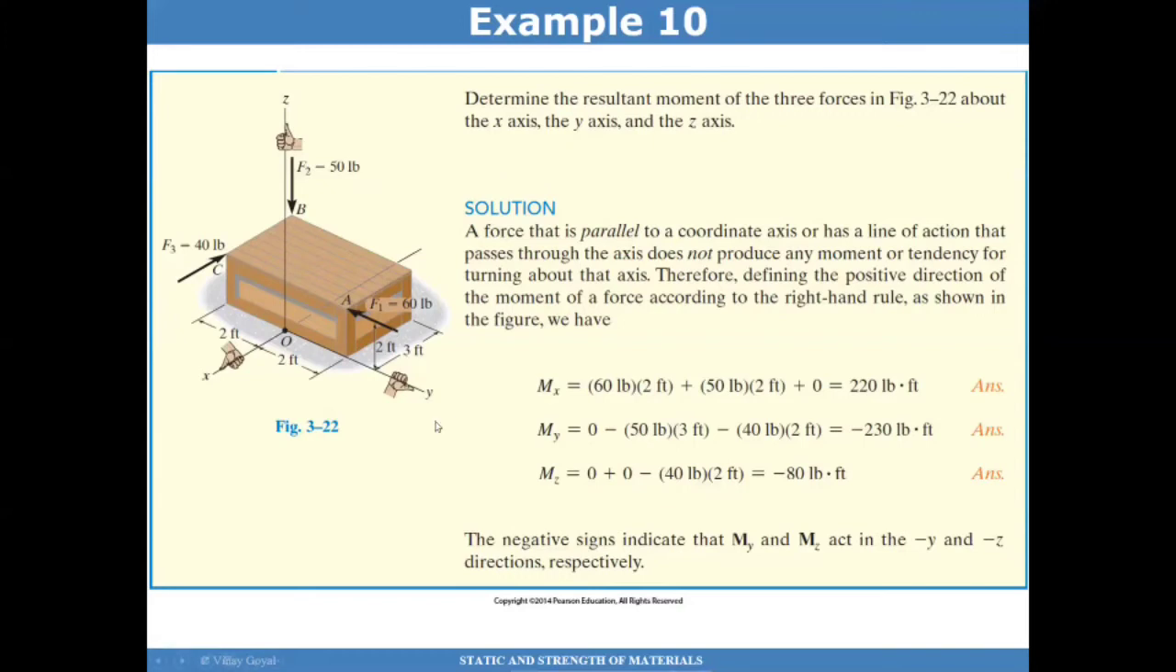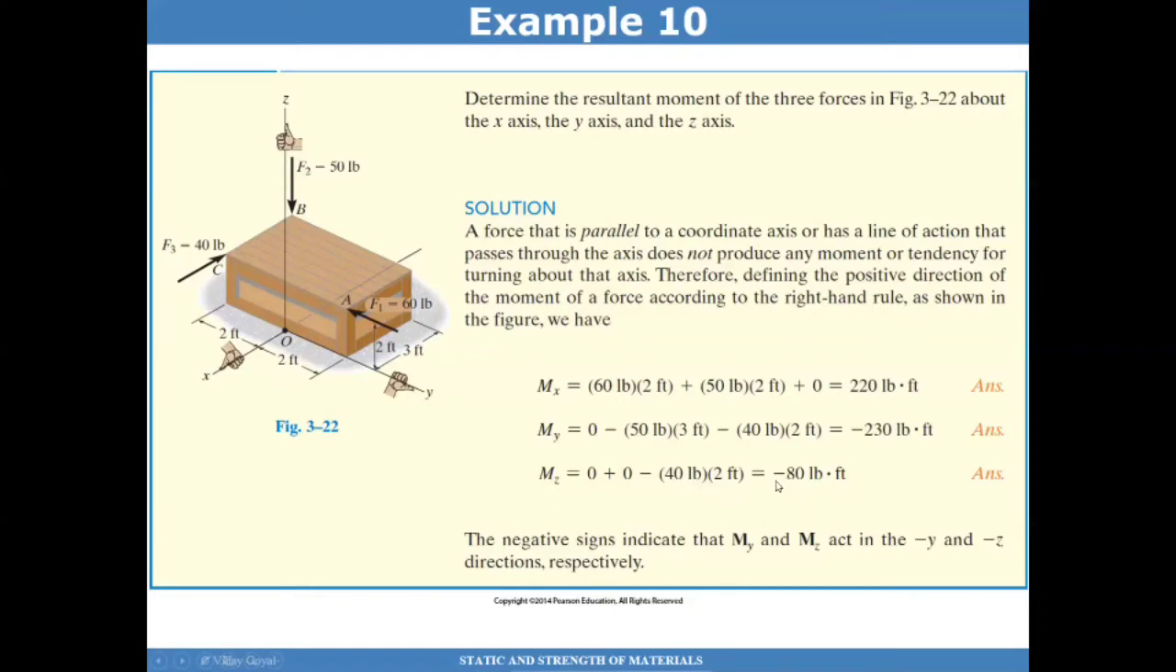About the z-axis, we realize that F2 is parallel to it, so F2 does not produce a moment. We also know that F1 passes through the z-axis, so this one will not produce any moment about the z-axis either, and that's why that's 0 as well. The 40-pound load is 2 feet from the z-axis, so we expect it to produce a moment of minus 40 times 2 feet, and that's going to be minus 80 pounds times feet.